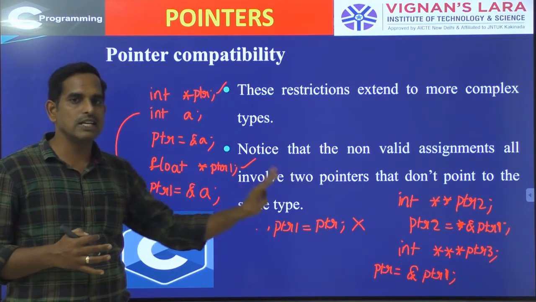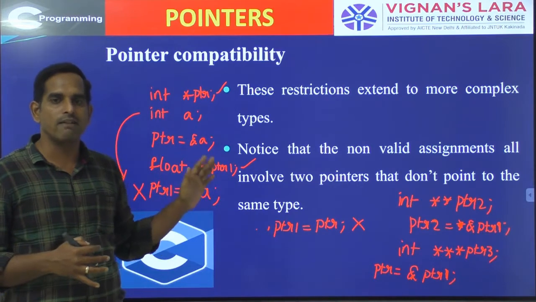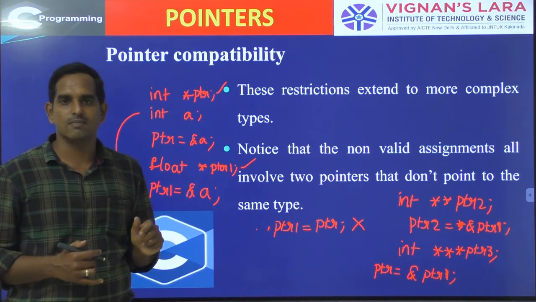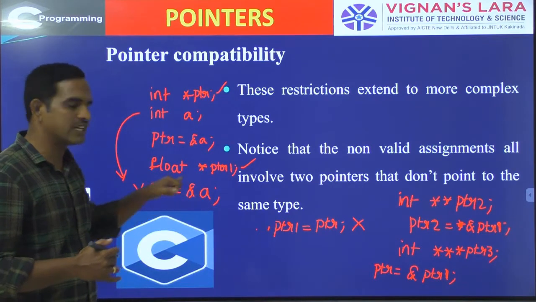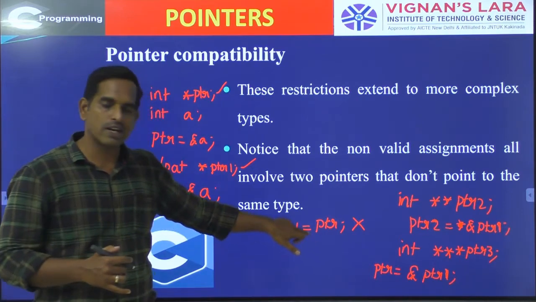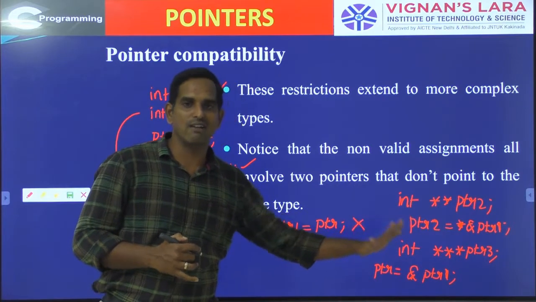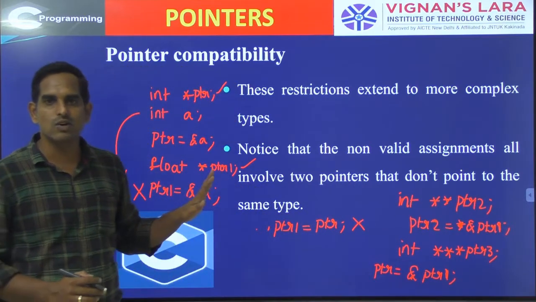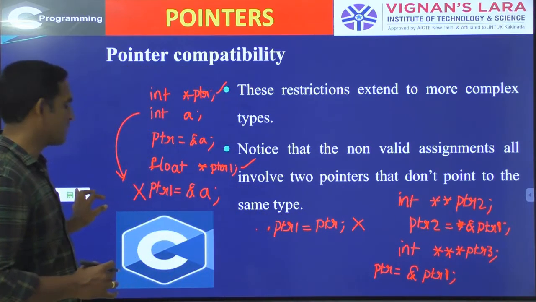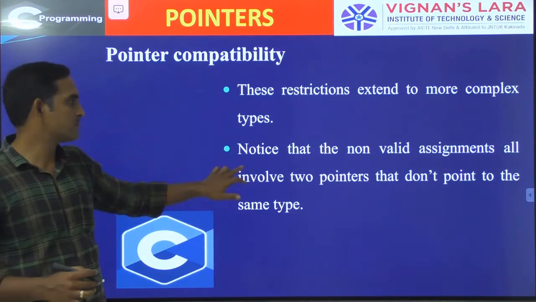So these are the three incompatible types which you will be having as a part of your pointers. You should be matching the same data type pointers, and you cannot assign different data type pointers, and you cannot assign different levels of pointers. That is regarding pointer compatibility in C language.